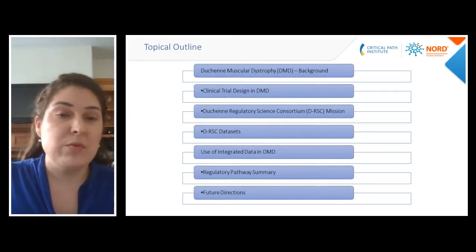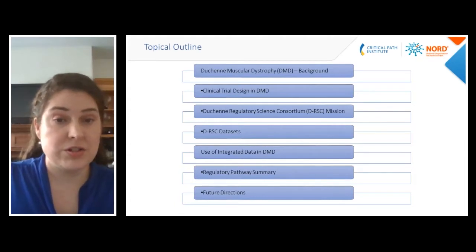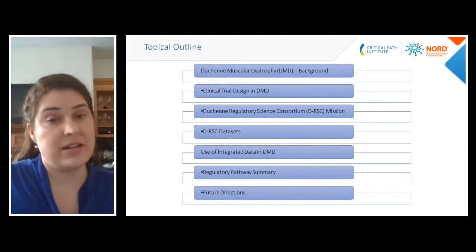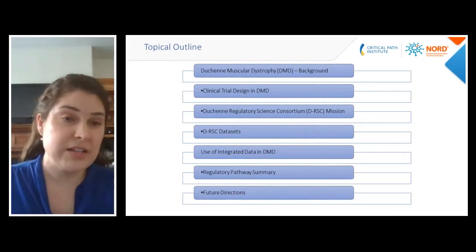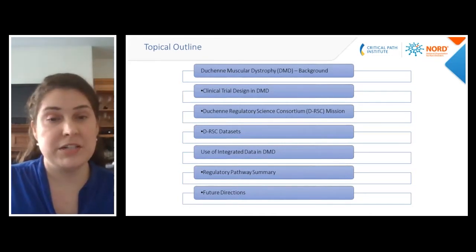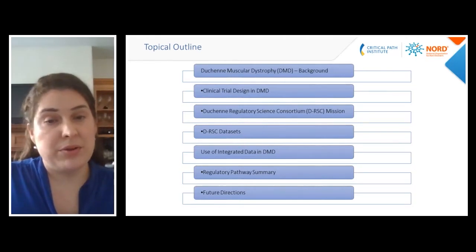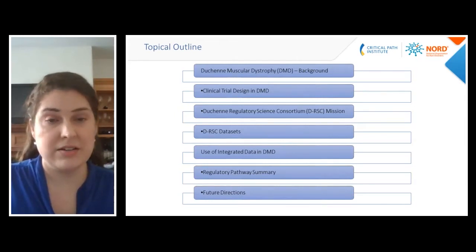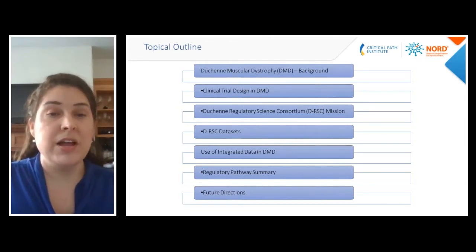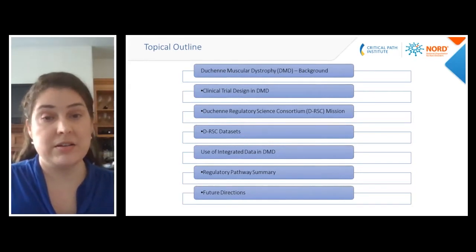D-RSC. And we'll discuss the data sets within this consortium and how we've integrated these data sets and the data from them into a really exciting and highly functional data set for DMD. We'll wrap up with the regulatory pathway and where we are in developing these tools using these Duchenne data sets for regulatory approval. And then we'll end with some future directions for the D-RSC consortium.